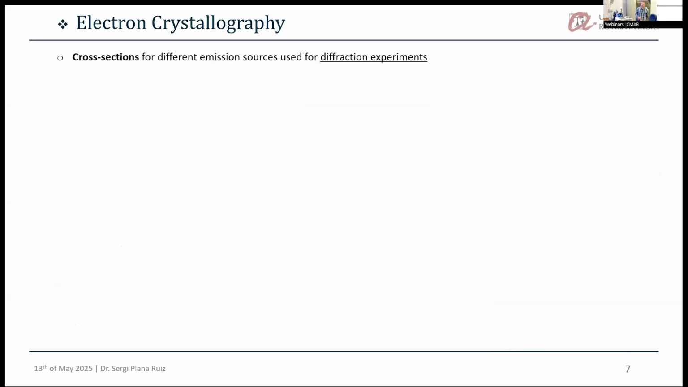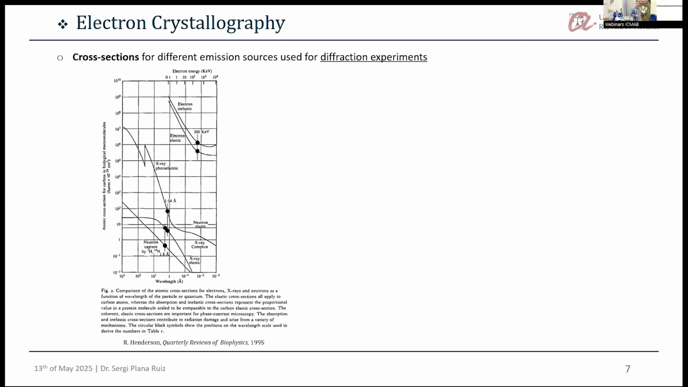One of the things that I wanted to mention, and I said at the beginning, is that electrons interact strongly with matter. How much? If we look at the cross sections, we can see that for electrons, which are positioned here, they are around 5 or 6 orders of magnitude higher than for neutrons and X-rays. So it is proof that electrons really interact much more strongly with matter.